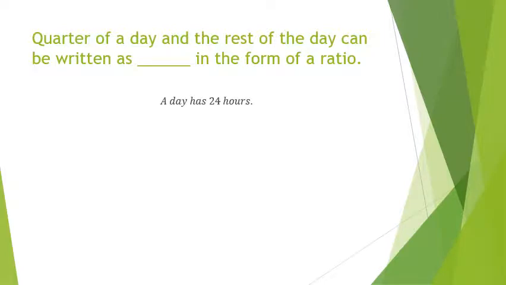We know that a day has 24 hours and we know that a quarter is 1/4. So to find the first fraction, we have to do 1/4 into 24. When you cancel 4 and 24, you're going to get 1 into 6, which is equal to 6.